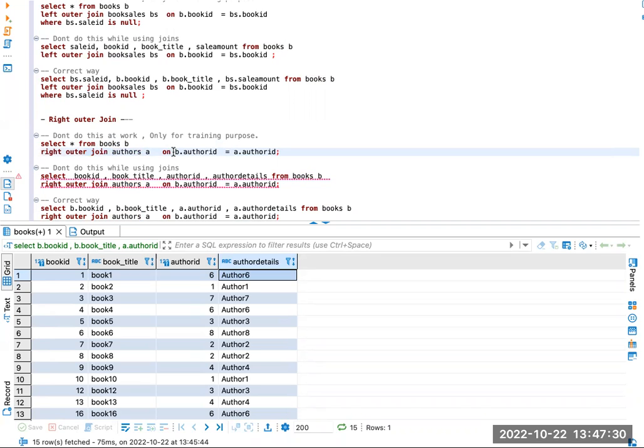And by the way, if you haven't watched my previous videos on inner join and left outer join, please do so, in the order inner join first and then left outer join, for you to understand what I am training you on in this video, right? So the keyword is right outer join here, and the condition is author ID equal to author ID.